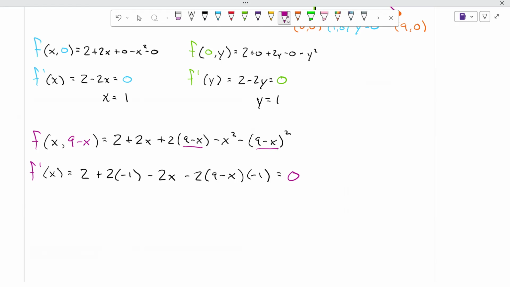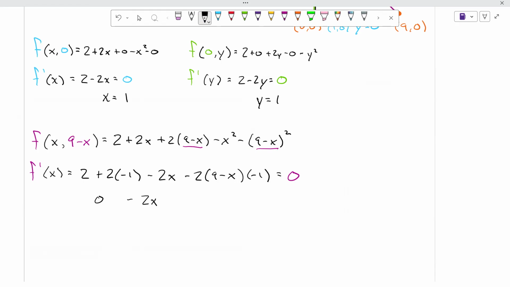That's the thing I want to try to solve. And if we simplify a bunch of the chaos that's here, let's see. I'll get 2 minus 2 is 0. I'm going to have a minus 2x right here.